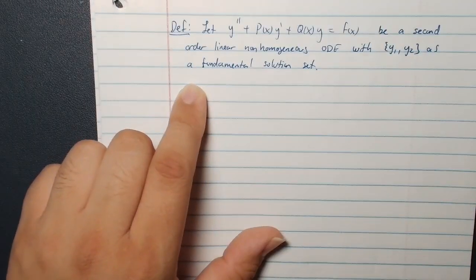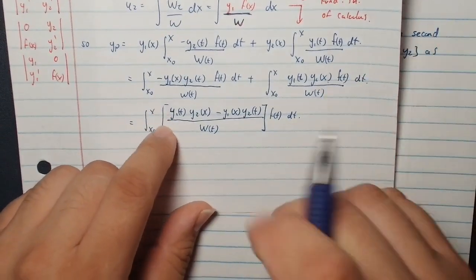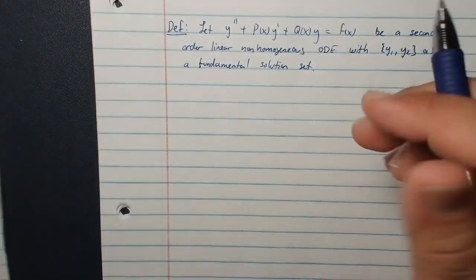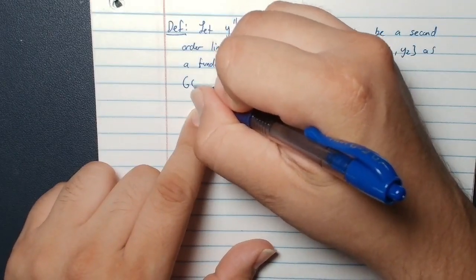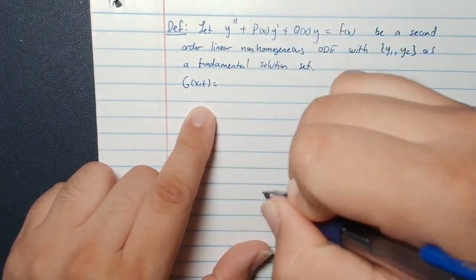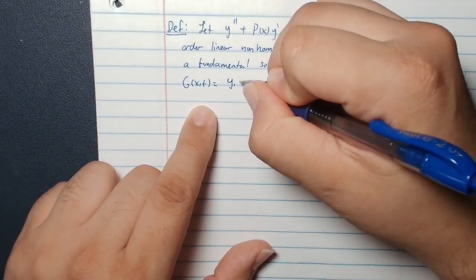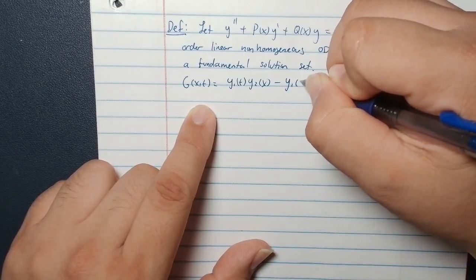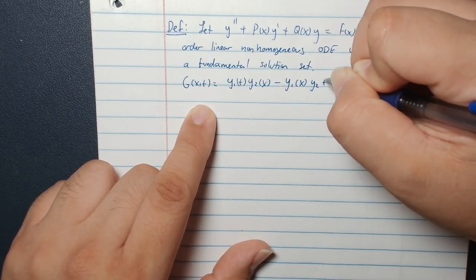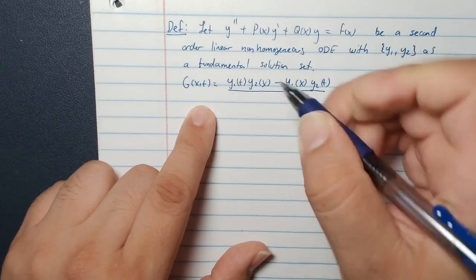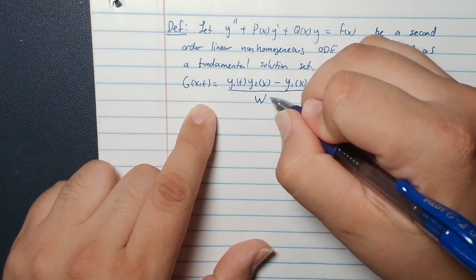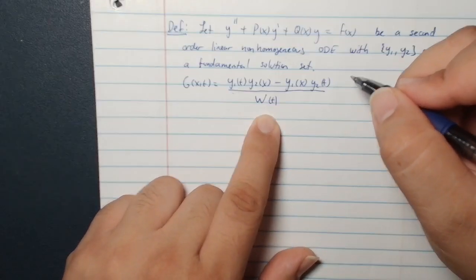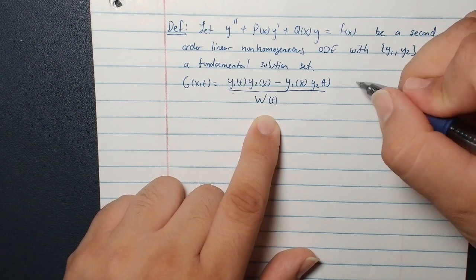In that case, we're going to find a Green's function. And notice that the Green's function is a function of two variables. It has x's and t's within it. So here we're going to write g of x, t. It is a function of two variables, and it is equal to y1 of t, y2 of x, minus y1 of x, y2 of t, over the Wronskian of y1, y2 with respect to t, like this. This is called the Green's function of that ODE.